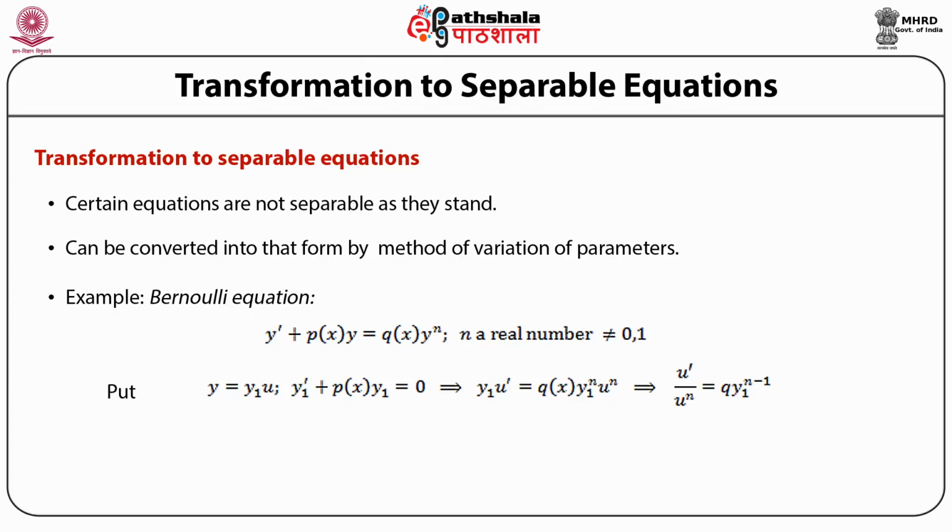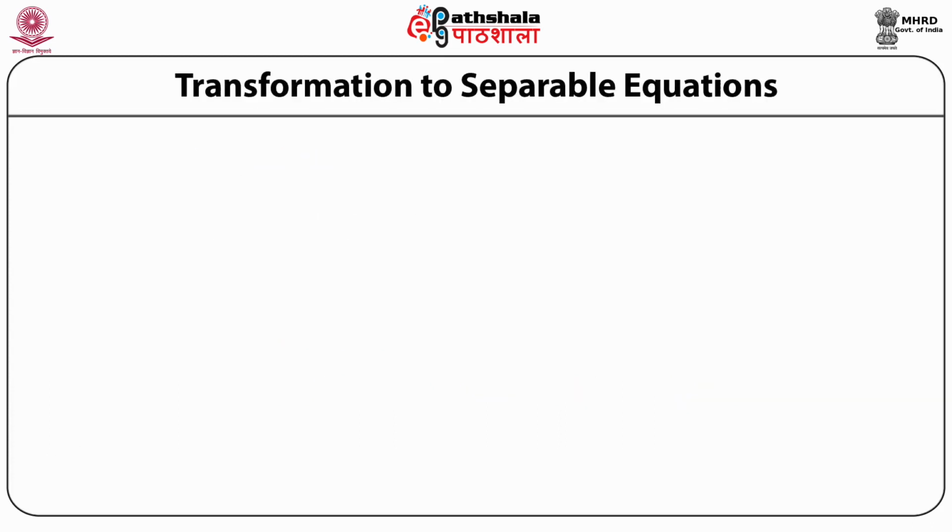The equation may be rearranged as u prime by u raised to power n is equal to q times y1 raised to power n minus 1. Thus, the equation has become separable. Now, the example of separable equations.